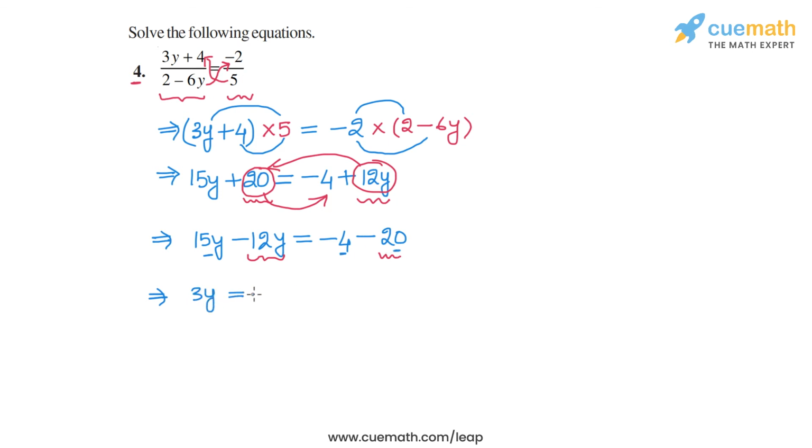Now we get 15y - 12y, that's 3y, and on the RHS we have -4 - 20, that's -24, and finally we can divide both sides of the equation by 3. So we will get y = -24 divided by 3. So -24 divided by 3 is -8, and hence the solution of this equation is y = -8. This is the answer for question number 4.